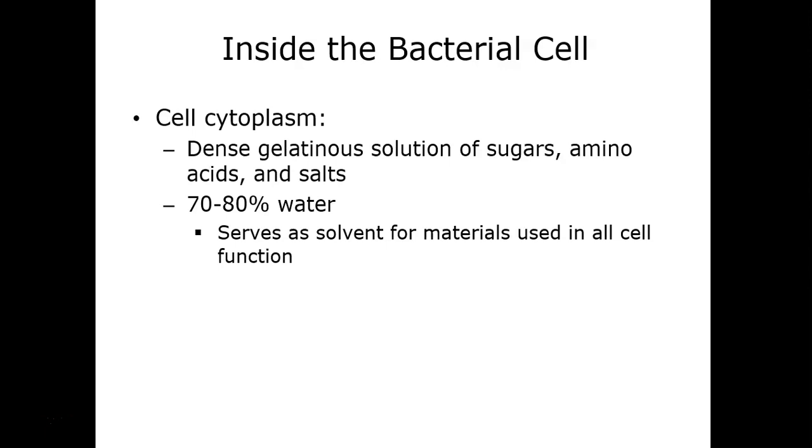And then finally, inside the cell, we've already talked about the cytoplasm, which is this gelatinous material that consists of things like sugars and amino acids. But we said about 70% of the cytoplasm is comprised of water and drives a lot of the chemical reactions that occur within the cell.